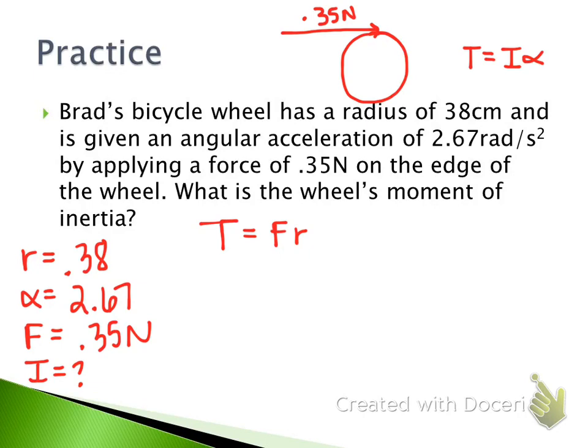Okay, and we already said these two are perpendicular to each other, which is what we want, because it's being applied on the edge of the wheel. It doesn't say it's being applied at an angle, so we can assume it's a straight-on force, which means we'll take our perpendicular force, 0.35, times our radius, which is 0.38.